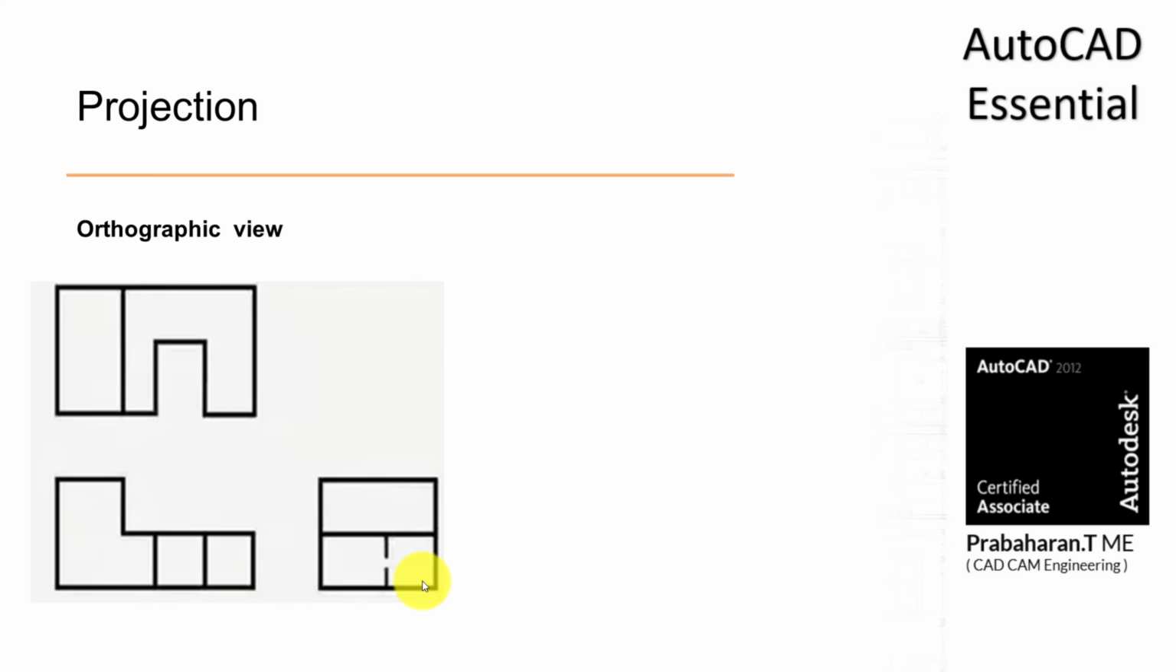Orthographic view or orthographic projection, in the sense, the component's front view, top view, side view, we are representing or keeping in a systematic manner to show details of the components. Okay, this is called orthographic. So can you imagine the component, how it will look in real shape? We need technical knowledge for that. So how to interpret this top view, side view, front view and imagine it as a three-dimensional component? This needs technical knowledge.